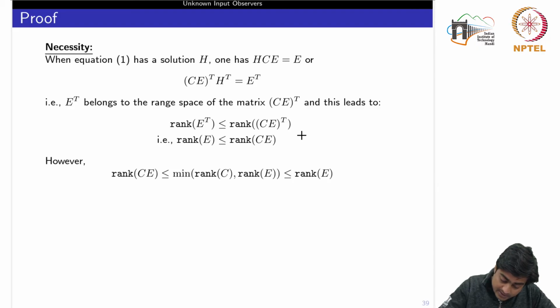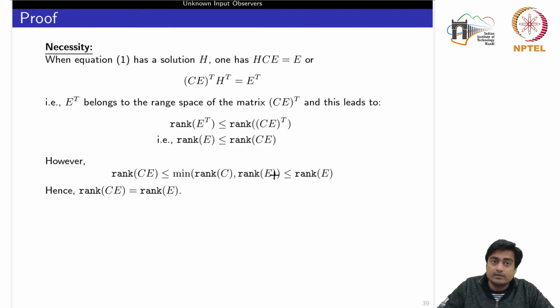Now see both these conditions. The first condition says rank of E is less than or equal to rank of CE, and the second condition says that the rank of CE should be less than or equal to rank E. And this becomes possible if and only if the rank of E is actually equal to rank of CE, right? So this finishes the necessity part.